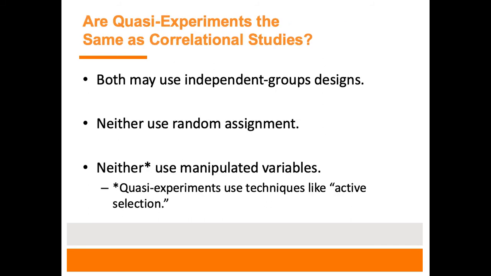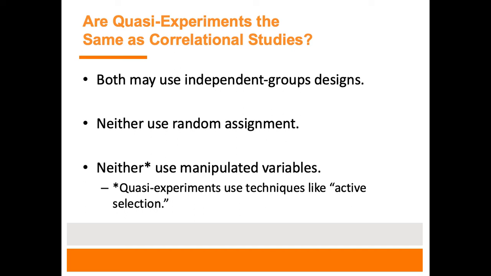Are they the same as correlational studies? Well, in some ways yes, in some ways no, right? They both use independent group design, so they're both looking at different levels of an independent variable and how that relates to some dependent variable. They neither use random assignment. Correlational studies are just gathering people randomly, but not randomly assigning them to conditions, or more looking at their existing standing on variables. And the same thing with quasi-experiments. We're sort of seeing them in their natural environment, capitalizing on what they experience, but not giving them that experience in most cases. And of course, neither use manipulated variables. We're not creating these environments.